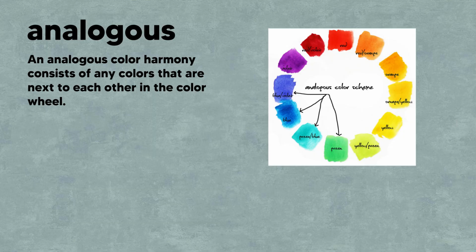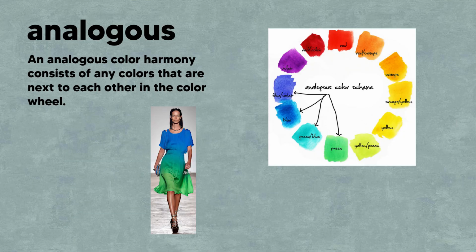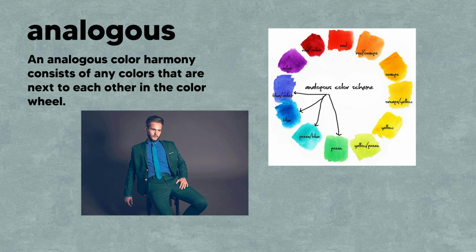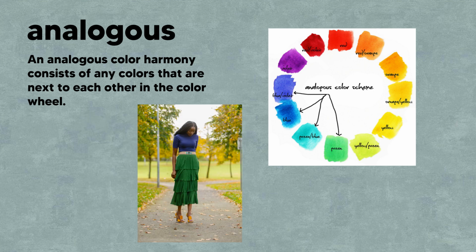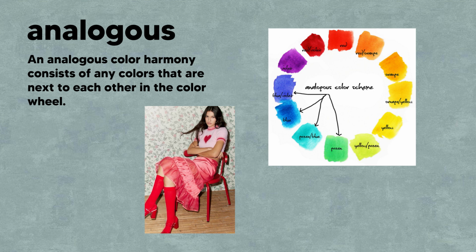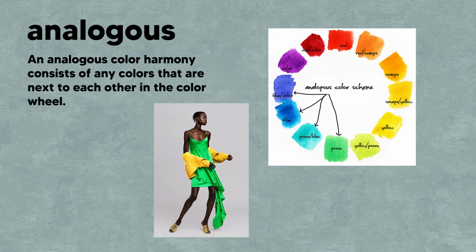Analogous. An analogous color harmony consists of any colors that are next to each other in the color wheel. For example, if we used a blue-focused area of the color wheel for our color palette, it would consist mostly of blue-green, blue, and blue-violet. An analogous outfit would typically combine 2 or 3 of these colors.